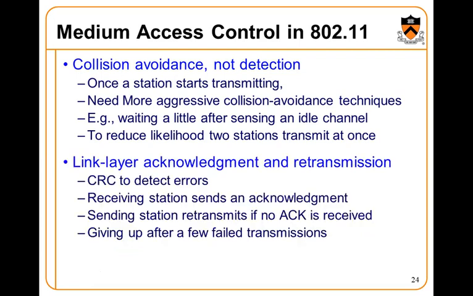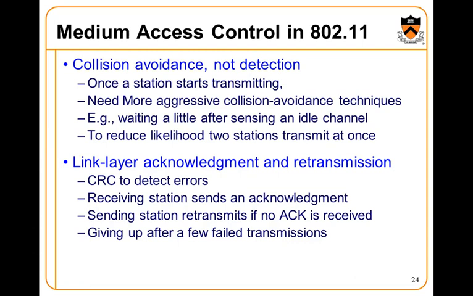Now, moving toward the medium access control that is done in 802.11, where collision is avoided and not detected. Once a station starts transmission of data, it needs a more aggressive collision avoidance technique. For example, if you wait a little bit after sensing that the channel is idle, there is a possibility that someone may sense the media and start transmission at the same time.